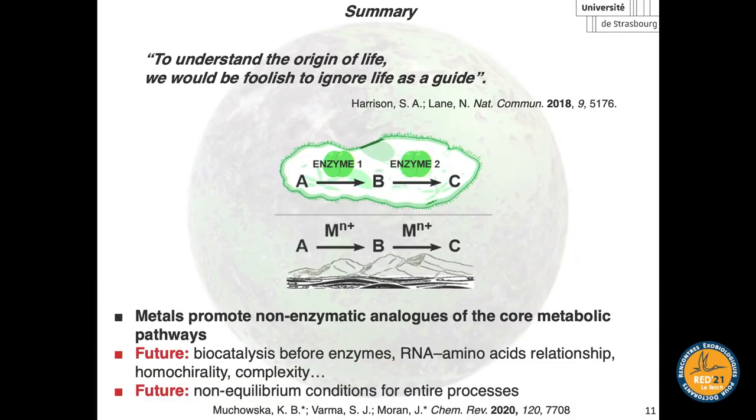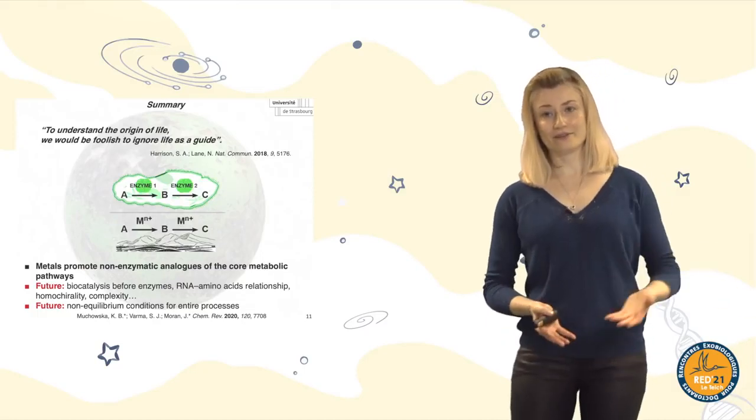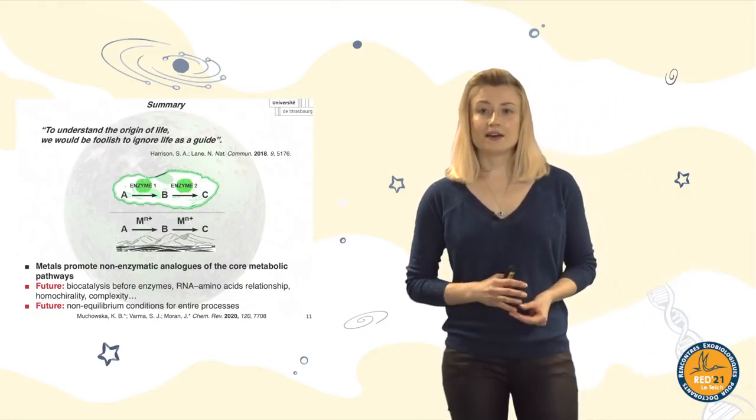To summarize, the main conclusion you should remember from this lecture is that non-enzymatic analogues of core biochemical pathways may have preceded the biological enzymatic ones. And secondly, these non-enzymatic protometabolic pathways can be promoted by transition metals. And these transition metals, such as iron, were likely very easily available on the young planet. Of course, there are still a number of fundamental questions that we haven't answered, and we are very far away from discovering how life emerged on the early planet.